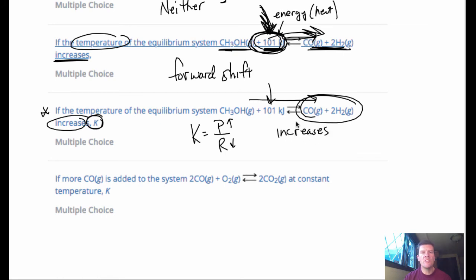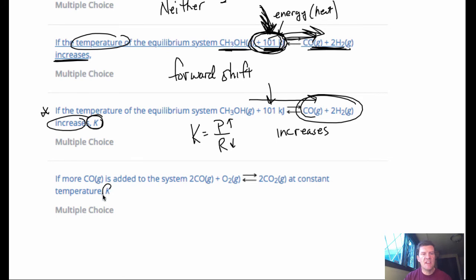Okay? Only with temperature does the K value change. If you change concentration or pressure, the K value is going to get back to the original K. But here, you're actually going to have a new K value if you change temperature. Okay?